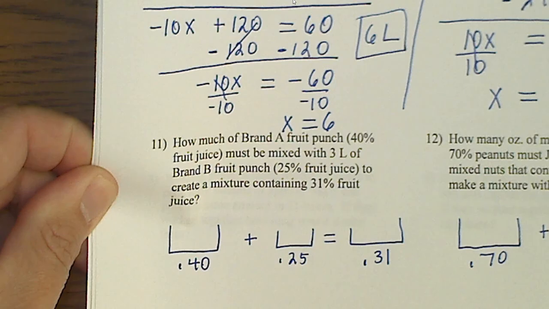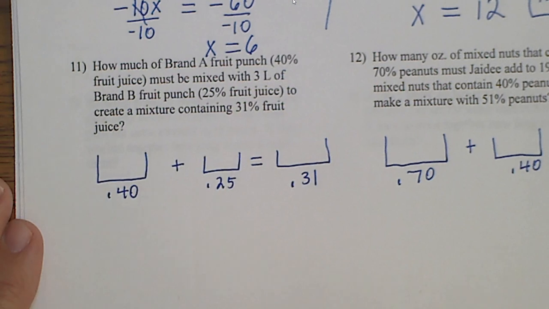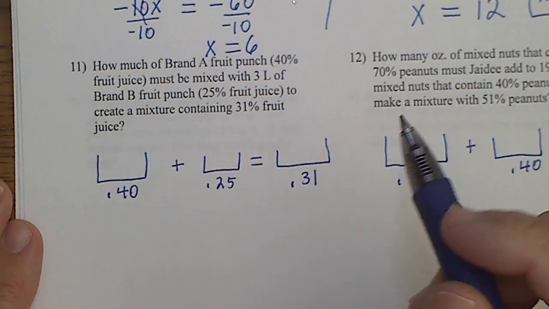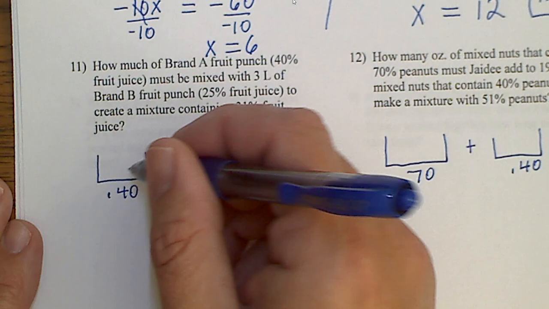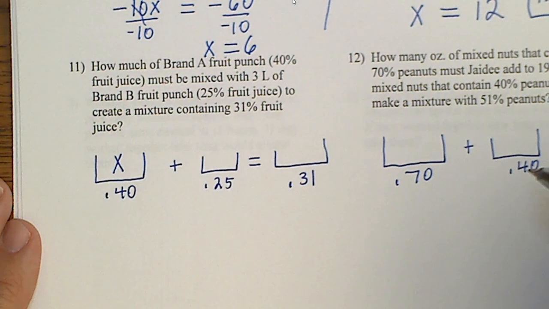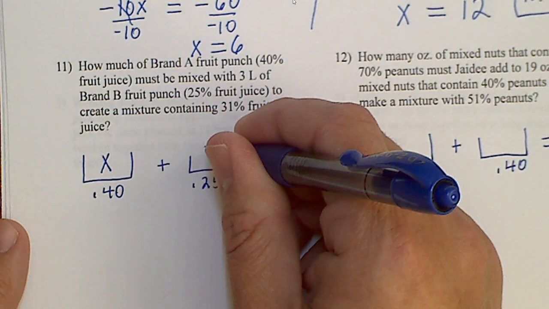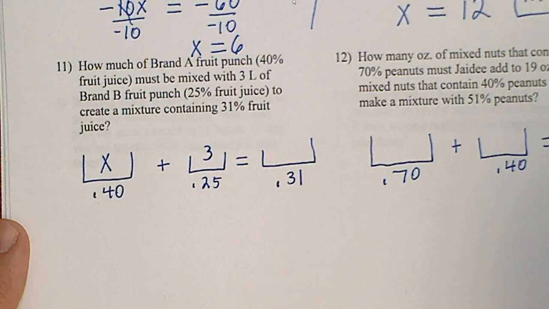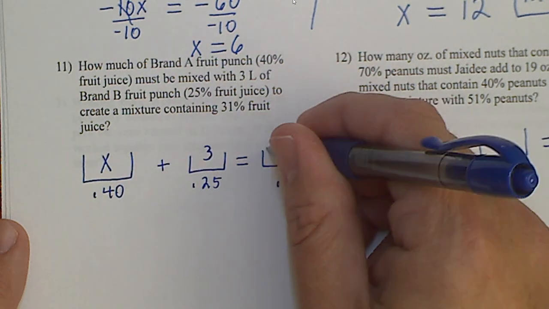Okay, so let's see how we did on numbers 11 and 12. So here's the initial setup. How much of brandy? Again, we're back to the fruit punch. It's going to be at 40% fruit juice. So again, that's what we're trying to figure out, X amount. That's going to be at 40%. But again, they put 3 liters in at 25%, so put a 3 in there. And together, that's going to be 31% fruit juice, so the X plus 3 is what goes in there.